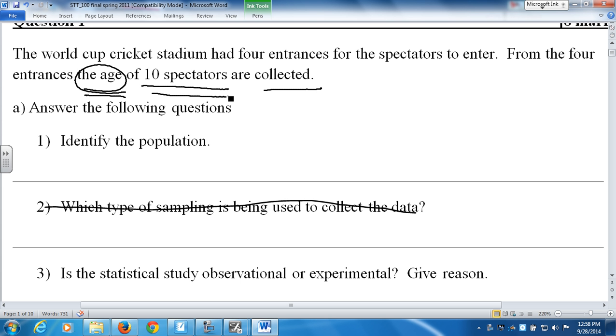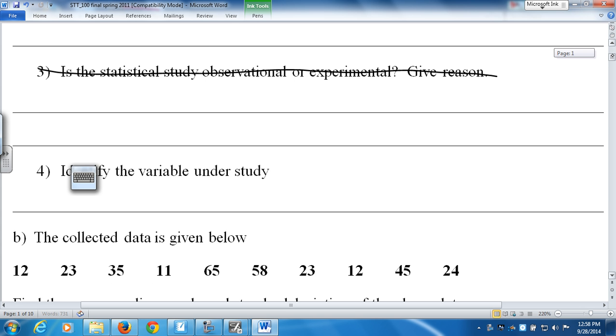Any other questions? Statistical study, observation, experimental: this was one of the things in the old book, so you don't have to worry about that, because it's not in the new book anymore. So chapter 1 becomes very small and light.